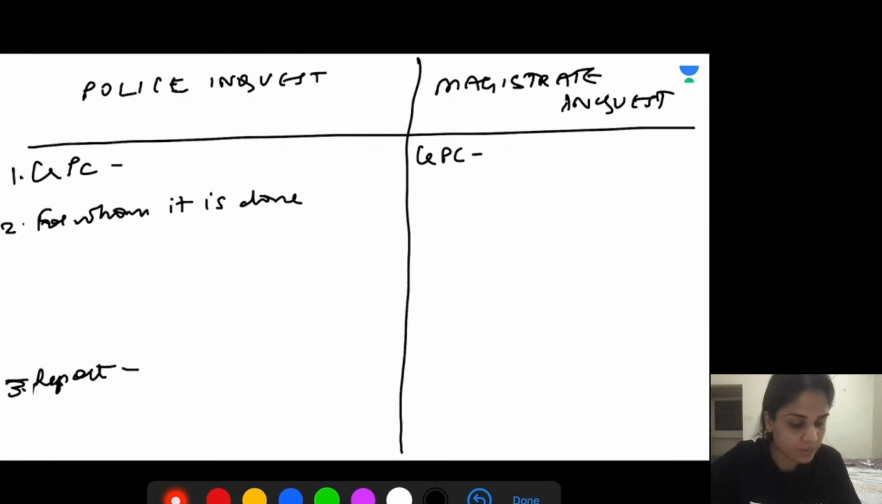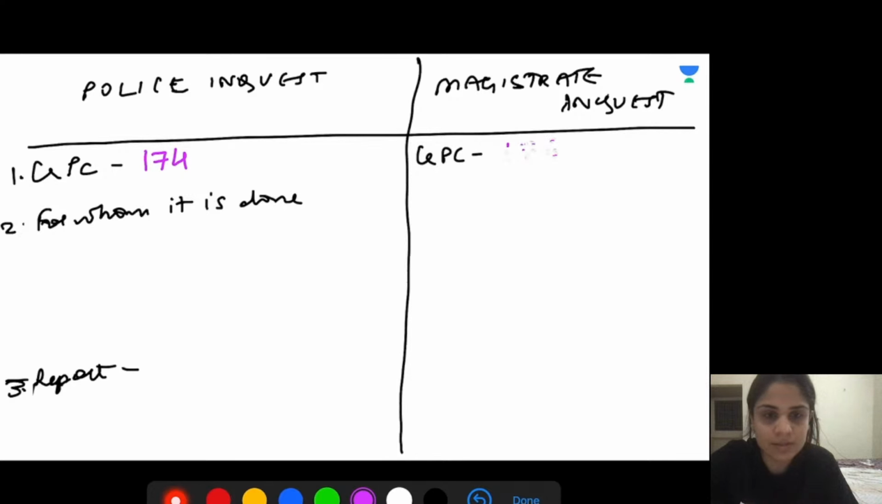Okay, very good, Gunjita. So police inquest is criminal penal code 174 and magistrate inquest, can anyone tell me? Magistrate inquest is criminal penal code 176. Okay, now what are the things for which you carry out police inquest and for whom do you do magistrate inquest?